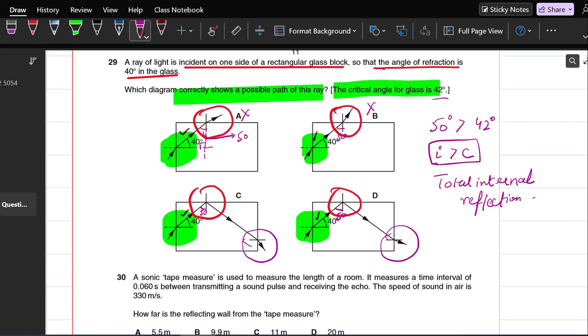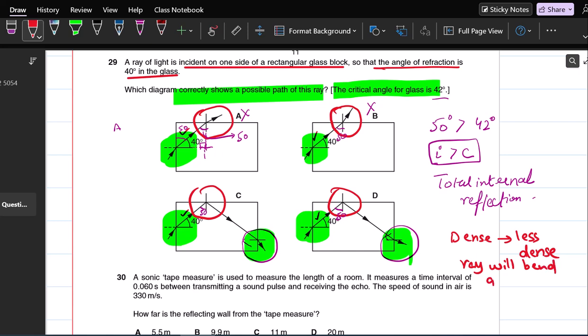Even if you forget to apply this trigonometry rule, you can remember the property that alternate angles are going to be the same. If this angle is 50 degrees, this will be 50 as well. But anyhow, now we have to decide what is going to happen at this end. It is a good question, by the way. We are going from dense to less dense medium. When we are moving from dense to less dense medium, the ray will bend away from the normal.